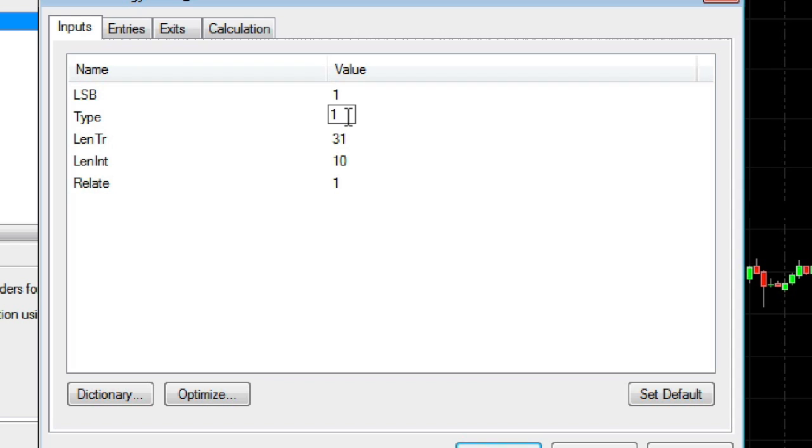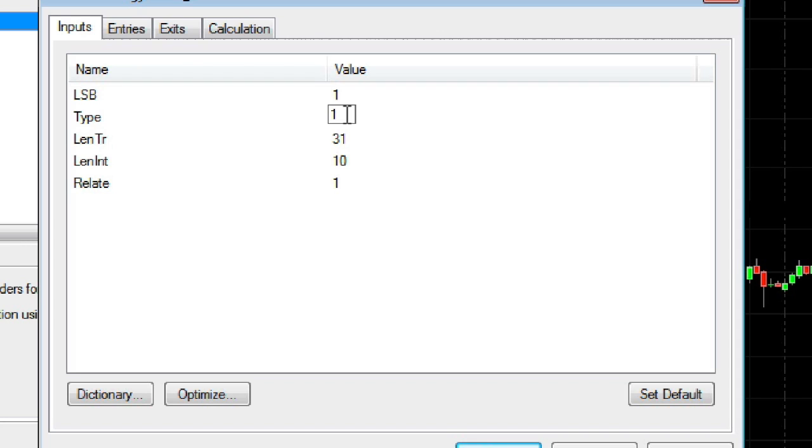And then go to type. There are two different ways of calculating the divergence. We use type 1, which is a simple moving average. If you put 0 in there, it's going to compute it by taking today's close and comparing it to the close X bars ago, or N number of bars ago.